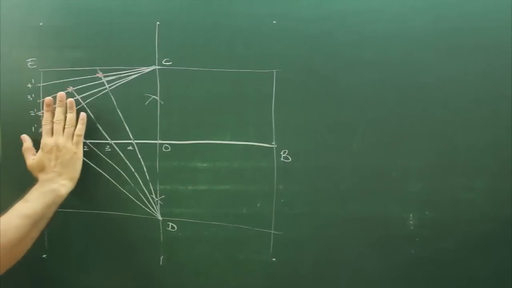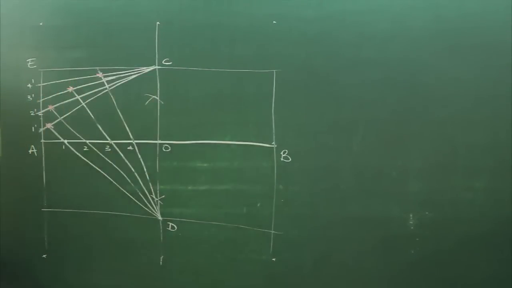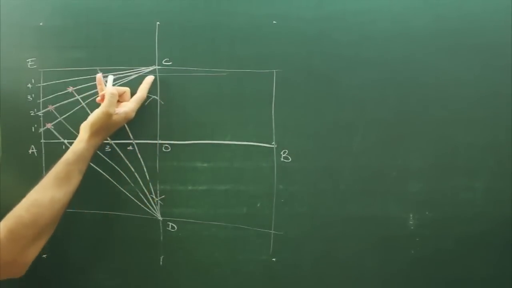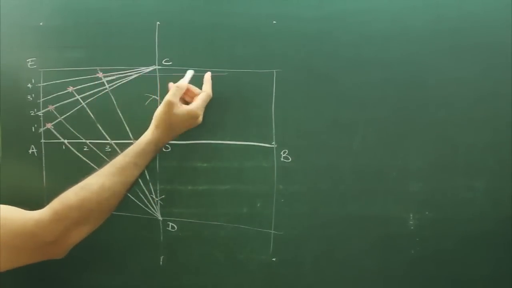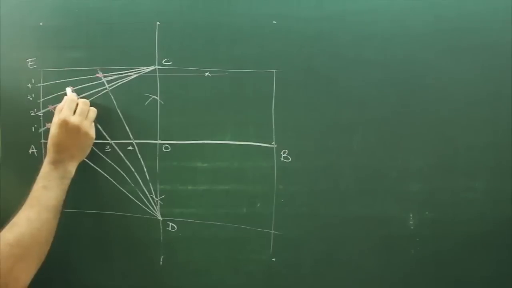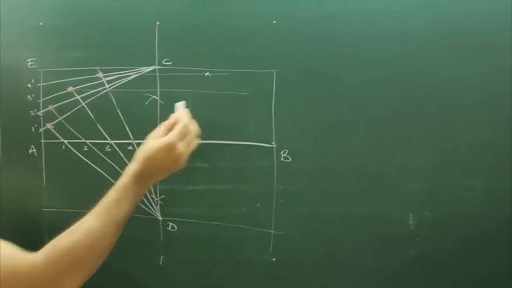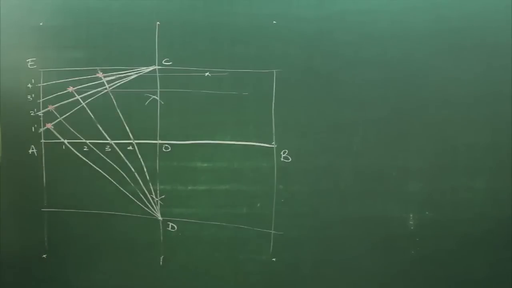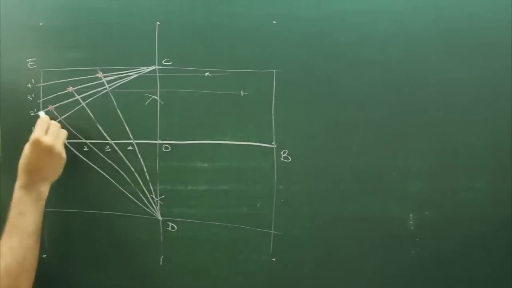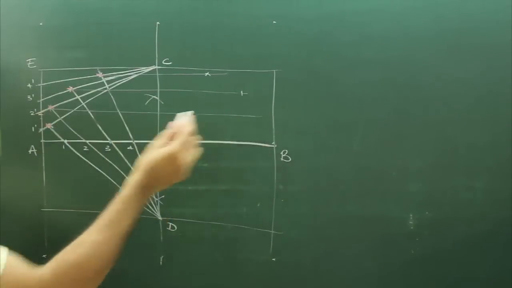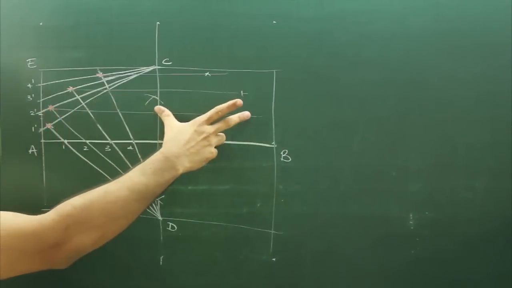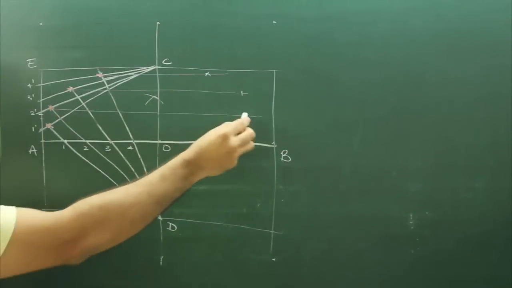Now we can transfer the same point on this side. You draw horizontal line from here. Take this much radius, cut out this side. Same way, from here, take this radius, cut out this side. Again, draw horizontal line, take this radius. So what we are doing, we are transferring.